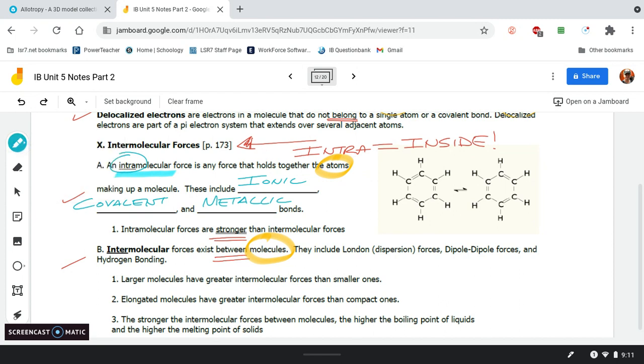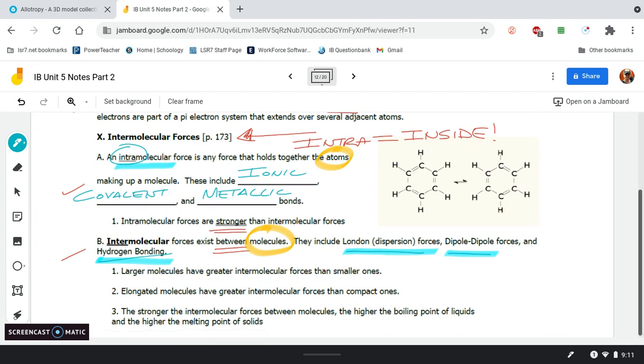Now, there are some tricks to learning these, but once you memorize them, then you'll be fine on the test because they're not really that hard. Okay. If you got a big molecule, it's going to have more forces in it than a small one. So if you have a huge molecule, it's just going to have more forces. If you got a long molecule, something that's stretched out, it's also going to have more forces. And then here we go, number 3.